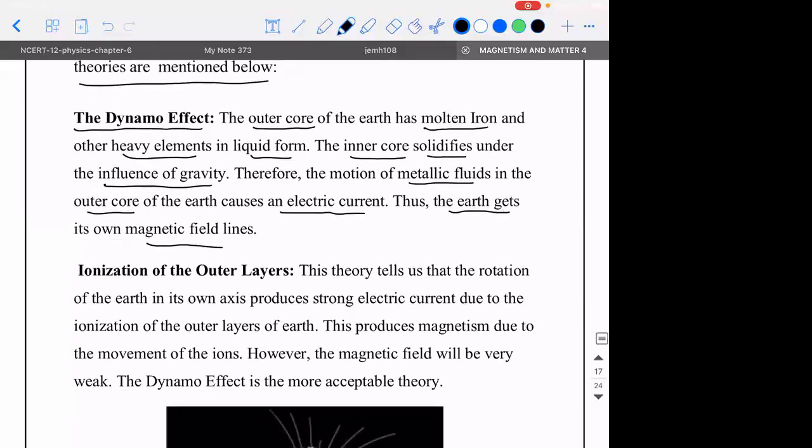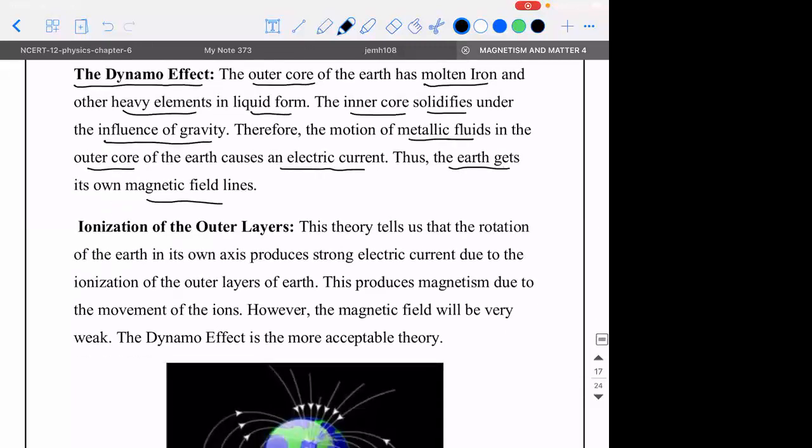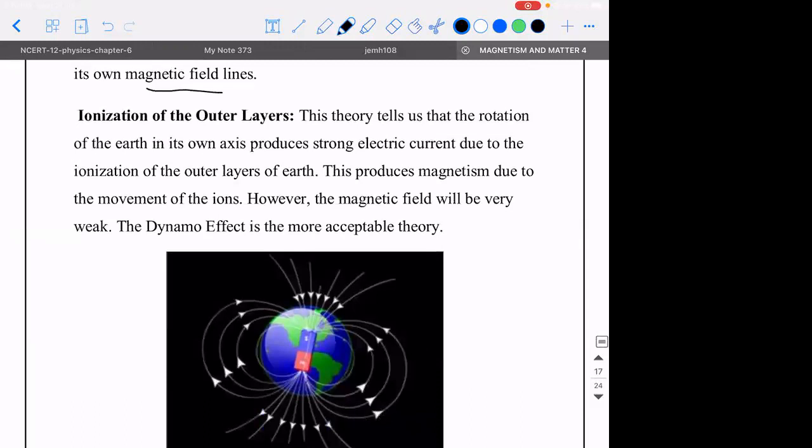And the second theory is about the ionization of the outer layers. We know what is ionization, right? Conversion of an element into an ion by losing or gaining of electrons, right? So this theory tells us that the rotation of Earth on its own axis will produce a strong electric current due to the ionization of the outer layers of Earth.